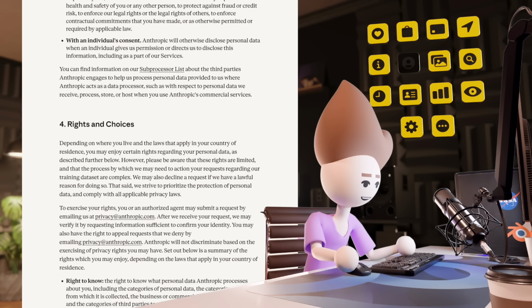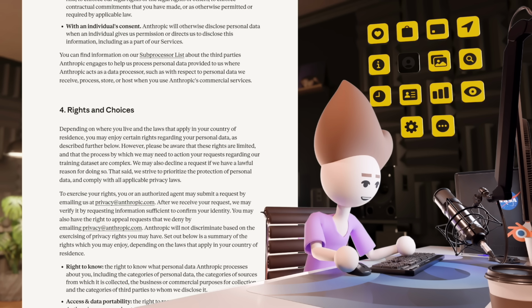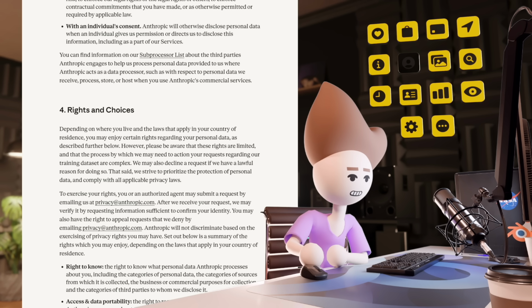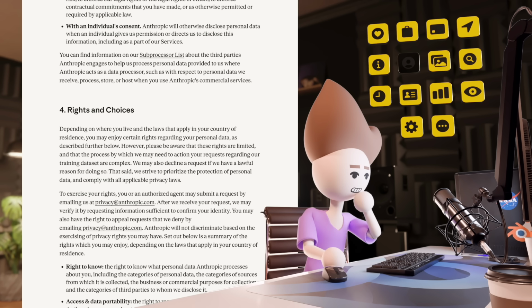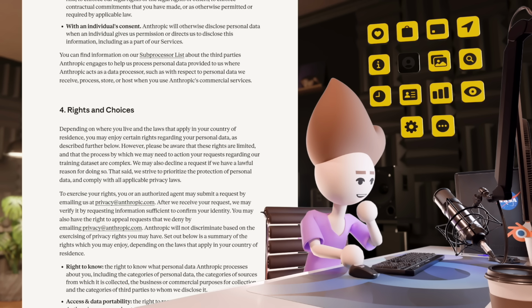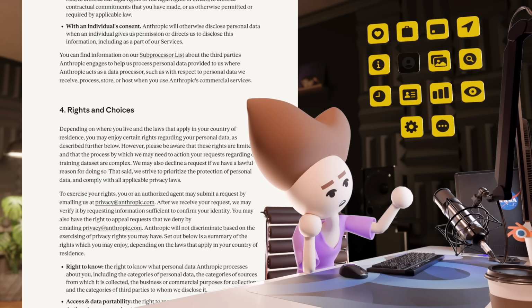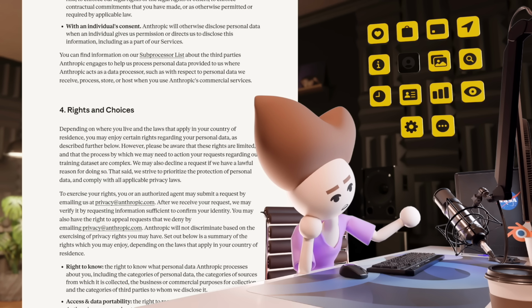Rights and choices. Depending on where you live and the laws that apply in your country of residence, you may enjoy certain rights regarding your personal data, as described further below. However, please be aware that these rights are limited, and the process by which we may need to action your request regarding our training dataset is complex. We may also decline a request if we have a lawful reason for doing so. That said, we strive to prioritize the protection of personal data and comply with applicable privacy laws.